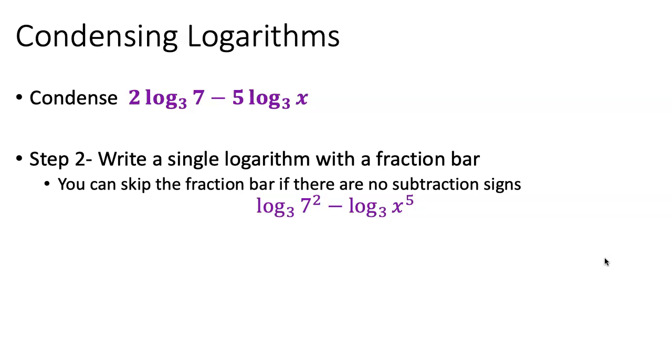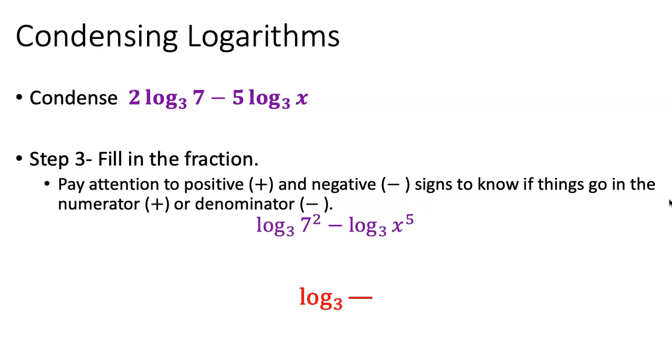Our next step is to write a single logarithm and use a fraction bar if we see subtraction signs. If you don't see any subtraction signs, you can skip the fraction bar. Well, we do have a subtraction sign right here. So I'll write log base 3 and get a fraction bar ready to go. Then we'll fill in our fraction, paying attention to the positive and negative signs, what's being added and what's being subtracted. Positive terms, those things we're going to go into the numerator, and the negative terms into the denominator.